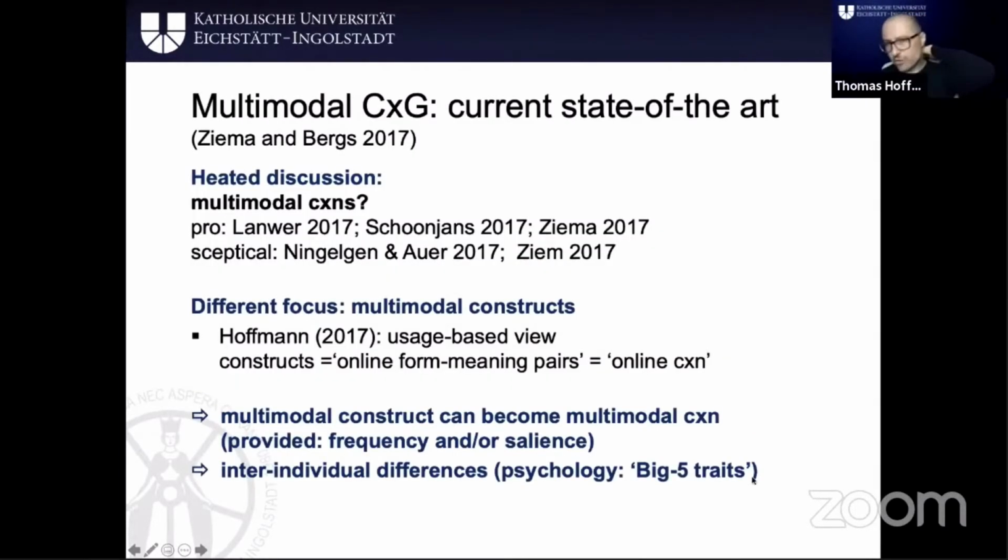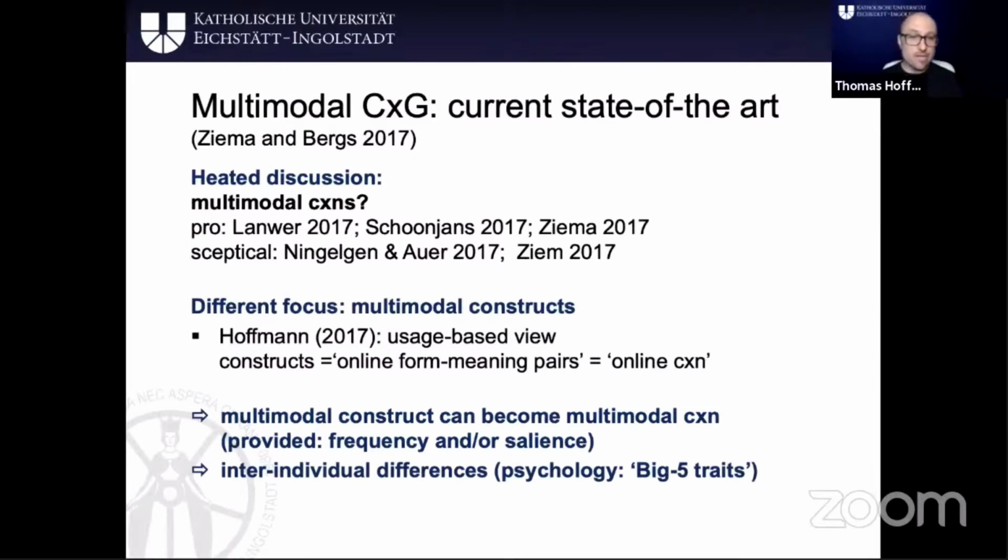Now, whenever construction grammarians think about a phenomenon, they always think about it in terms of constructions. So if there are unimodal gesture constructions, and if there are unimodal verbal constructions, what about multimodal constructions? And the jury is still out on those. Not a lot have been found.